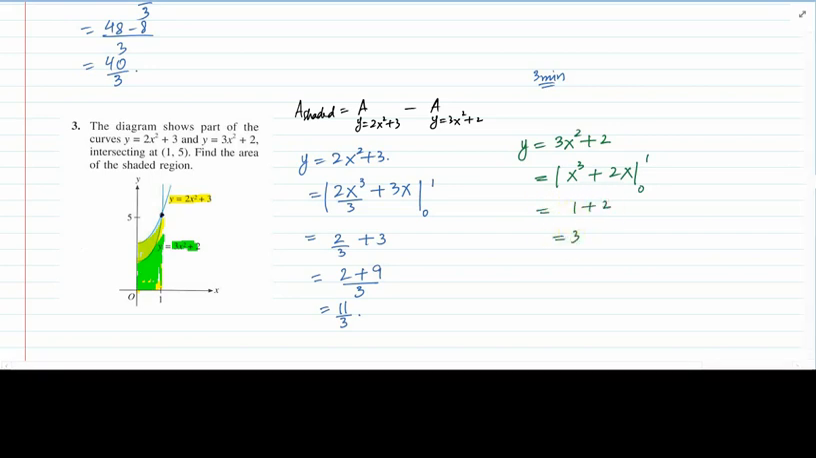Alright, the area of the shaded portion is 11 over 3 minus 3. Taking LCM, 11 minus 3 threes are 9, leads to 2 divided by 3. Alright, and that is your final answer.